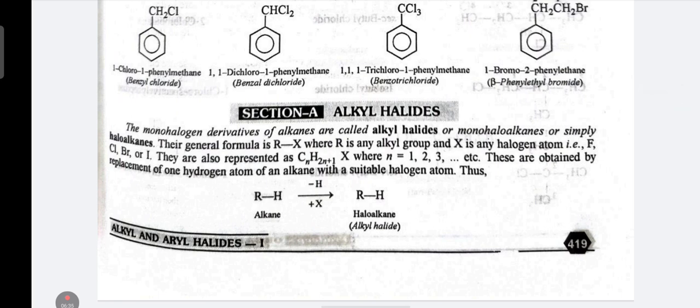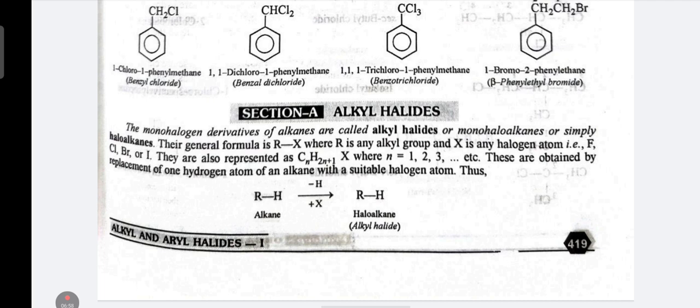Now we will discuss alkyl halide. The monohalogen derivatives of alkanes are called alkyl halides or monohaloalkanes, or simply haloalkanes. The general formula is RX, where R is the alkyl group and X is a halogen atom, fluorine, chlorine, bromine or iodine.